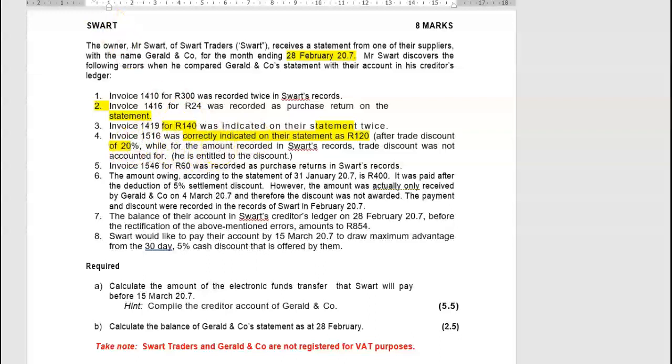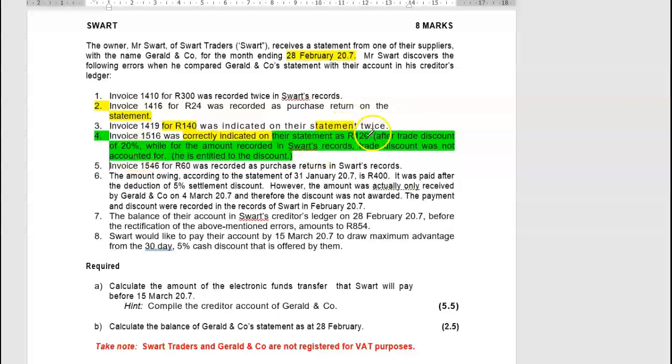But in Swart's records, the trade discount was not accounted for, and he was entitled to a discount. So the statement is correct. We made a mistake, and because we made a mistake, we have to rectify it. At what value should we have accounted for that invoice? After the trade discount was already deducted. The 120 Rand is the amount after a trade discount of 20%.